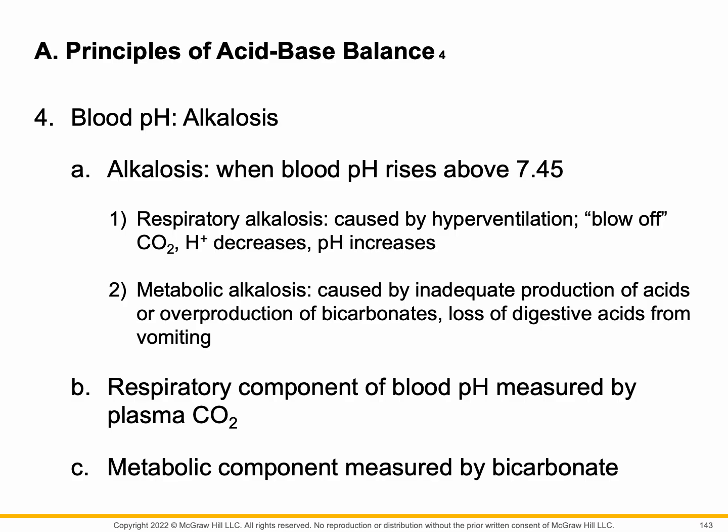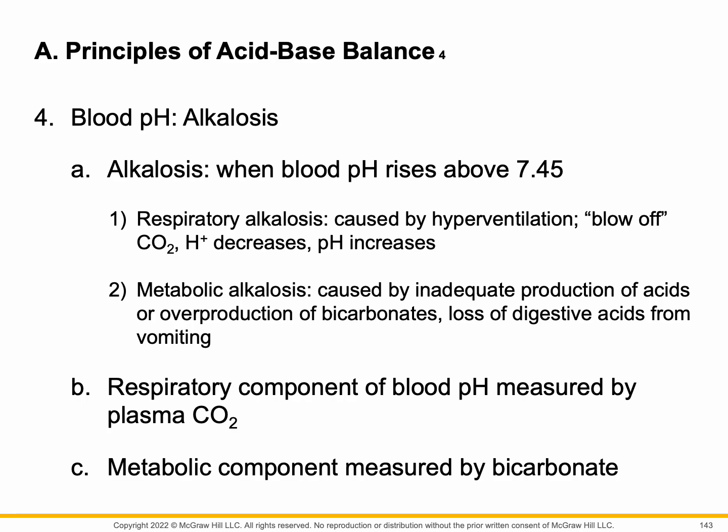When the blood pH rises above 7.45, this is alkalosis. Respiratory alkalosis is caused by hyperventilation, when you're blowing out too much, so you're breathing too fast and blowing out too much carbon dioxide. The hydrogen ion concentration goes down and the pH increases. Metabolic alkalosis is caused by inadequate production of acids or overproduction of bicarbonates, or loss of digestive acids from vomiting.